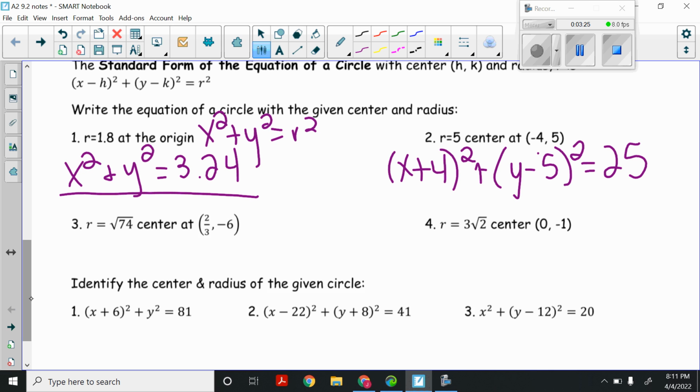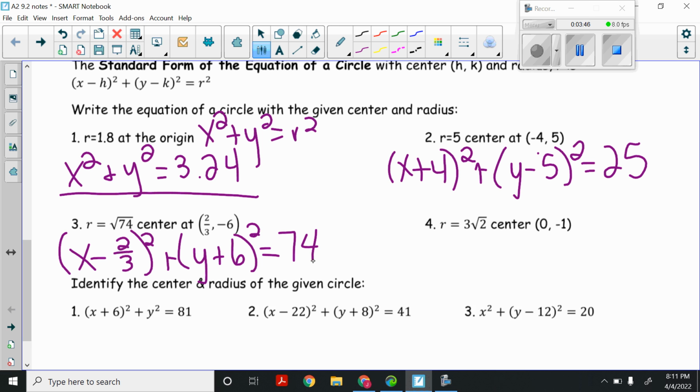Number 3, the radius is the square root of 74. The center is at (2/3, -6). So (x minus 2/3) squared plus (y plus 6) squared equals, when I square the square root of 74, I'm just left with 74.